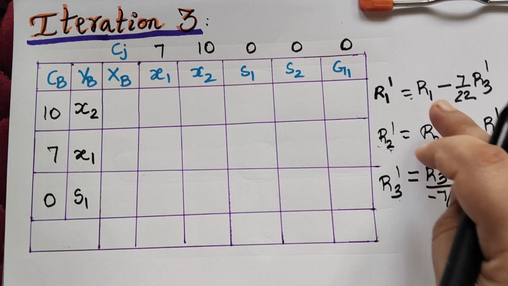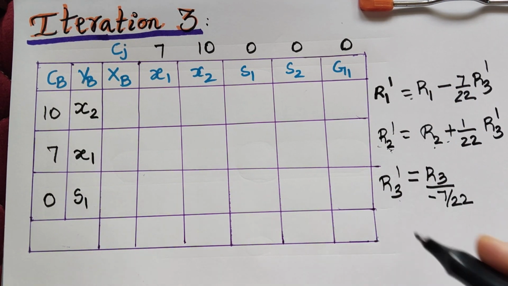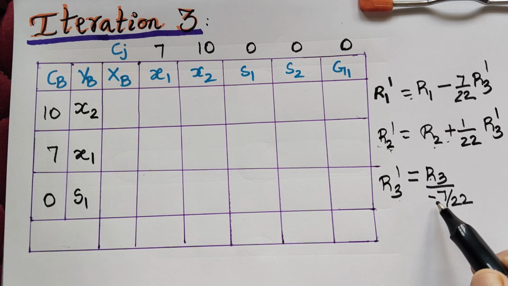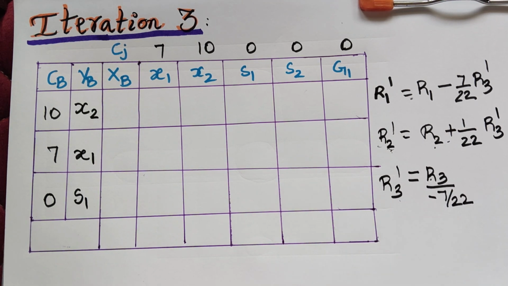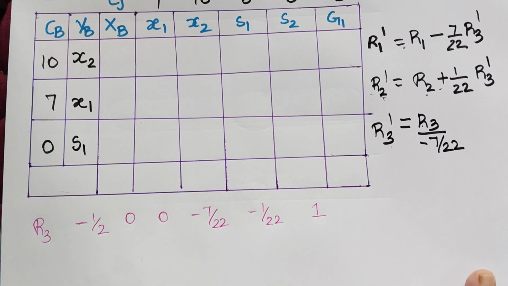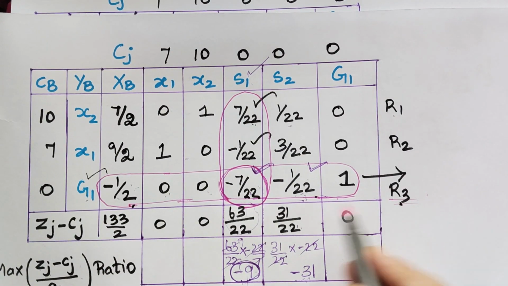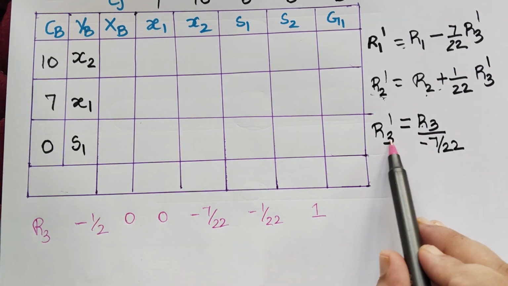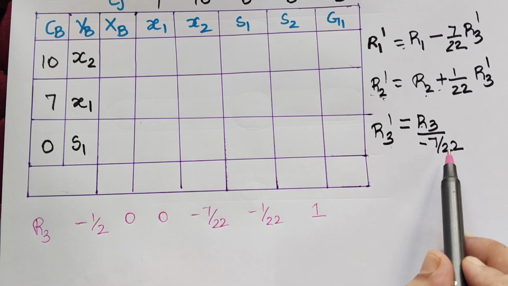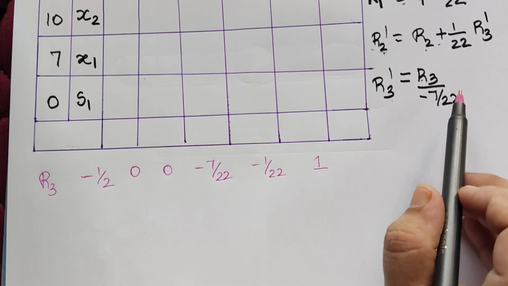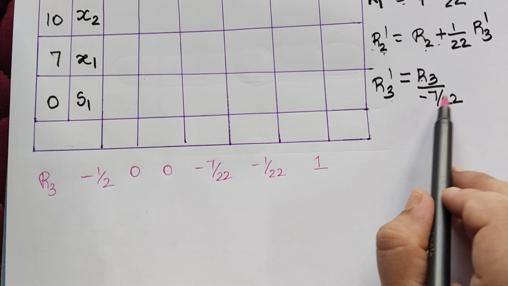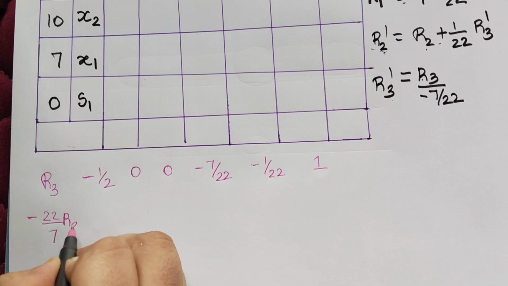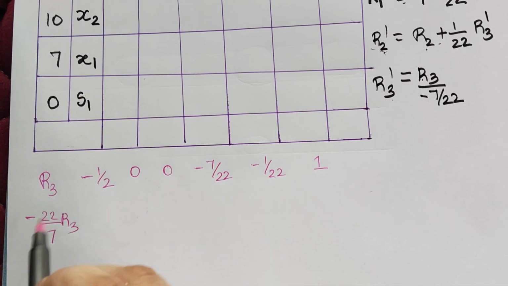Now we shall perform these operations one by one. R3 dash is equal to R3 divided by minus 7 by 22. So the elements of R3, this is only row 3, all these elements I have taken and I have written here. Now these elements have to be divided by minus 7 by 22. You can also say that it has to be multiplied with minus 22 by 7. So these elements have to be multiplied with minus 22 by 7.